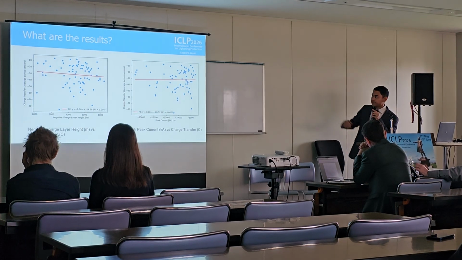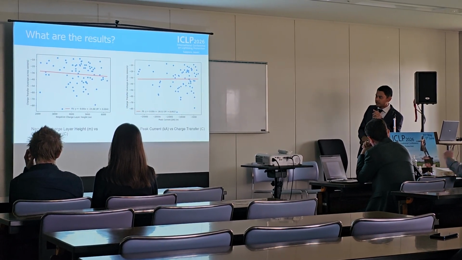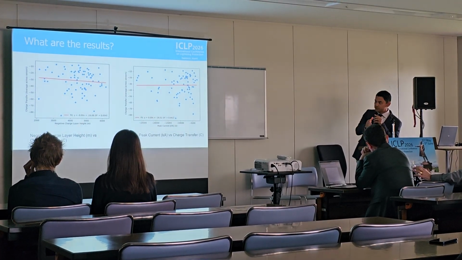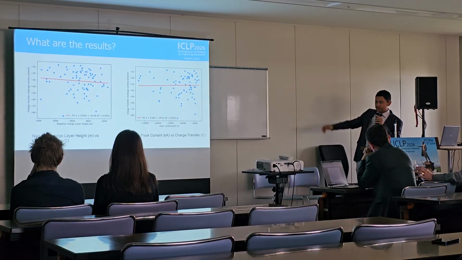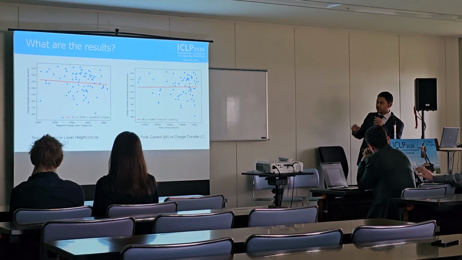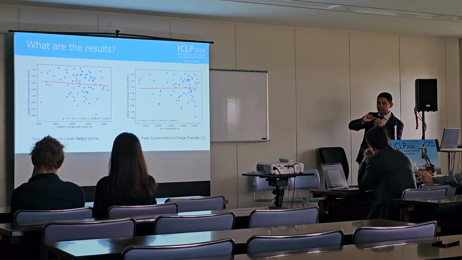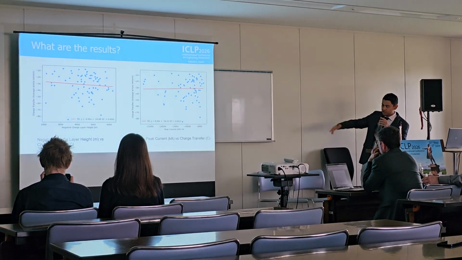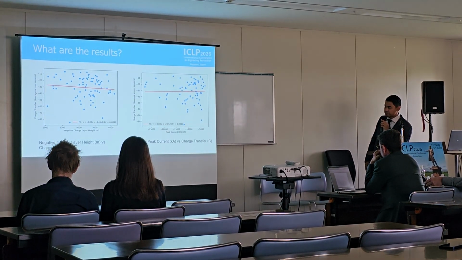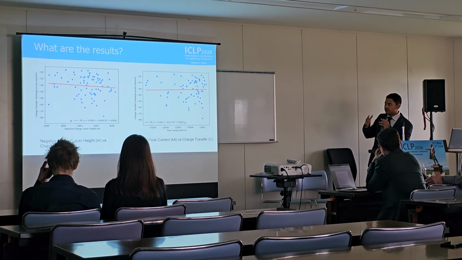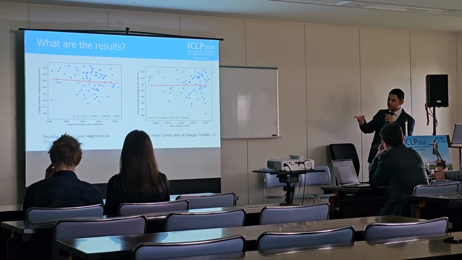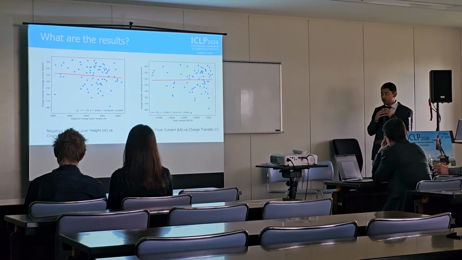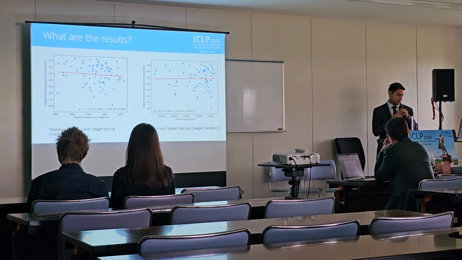Another thing that we investigated is the peak current of the return stroke that produces the long continuous current. We also did not find a very good correlation between the peak current and the amount of charge transferred to the ground. So basically, whether we have a high peak current or a small peak current, it doesn't matter much. What matters the most is the duration of the continuous current.